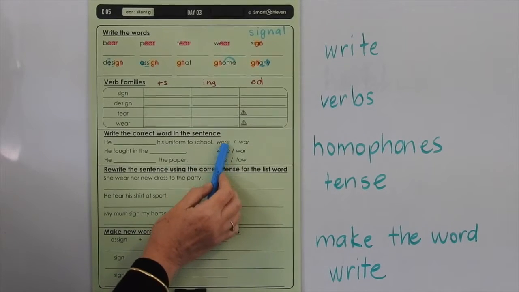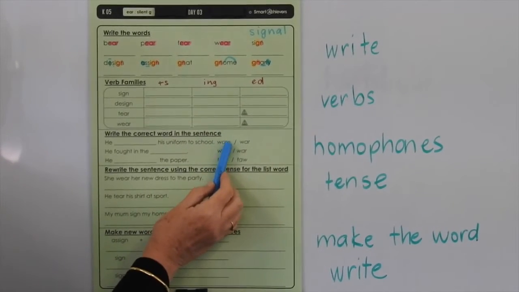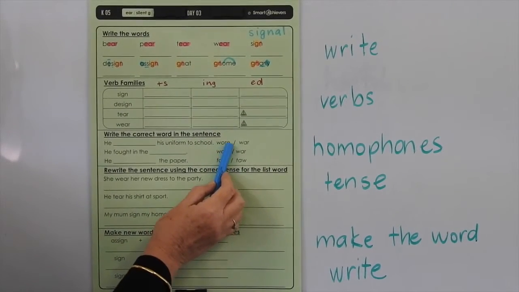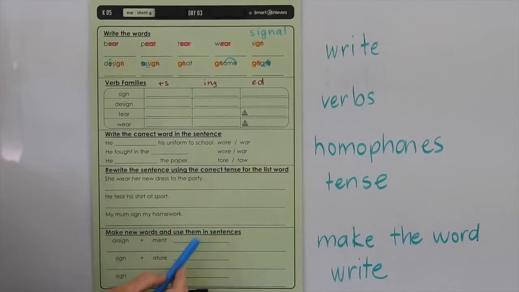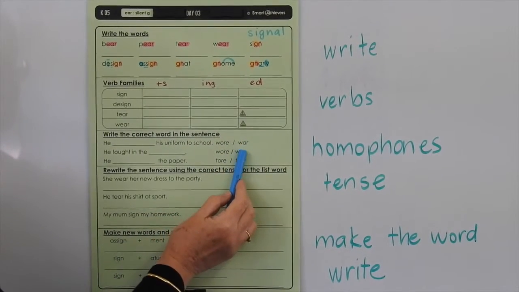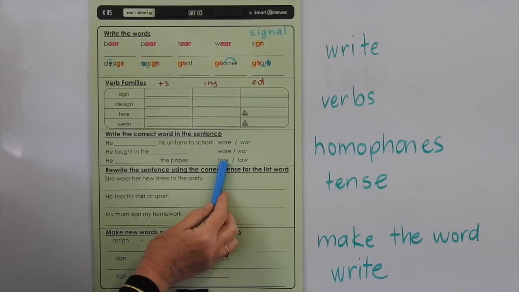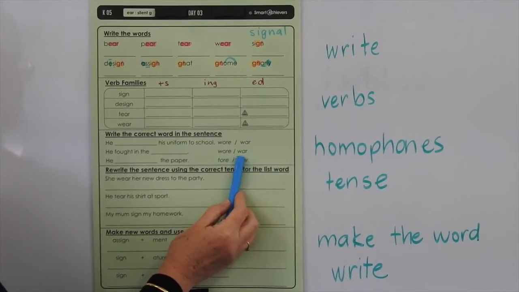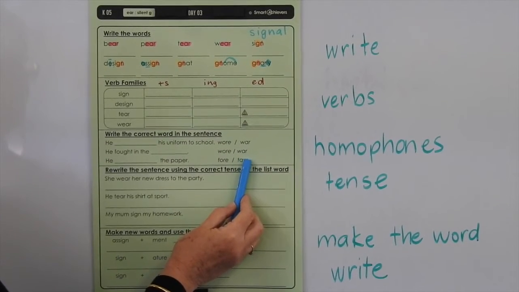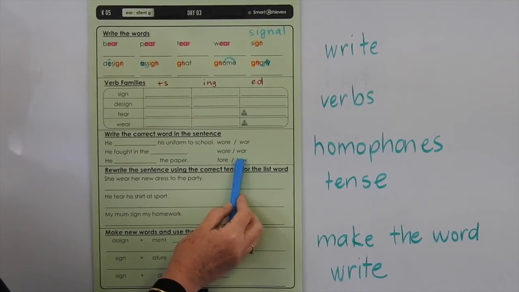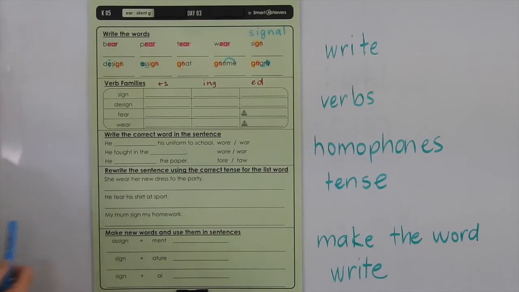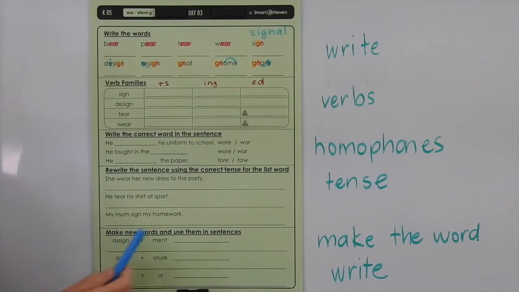Now if you have a look at these, this wore comes from the word where you're putting clothes on, it's the past tense of wear, whereas this war here means fighting. Tore means when it's past tense of the word tear, and this tor is like a little pebble or something special, or a marble or something you can use when you're playing marbles or hopscotch.